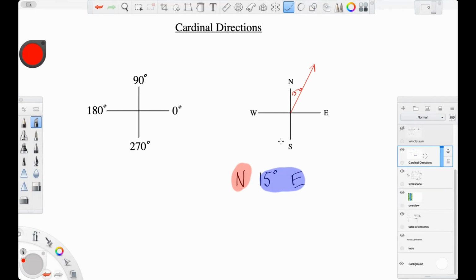Now, we want to be able to relate cardinal directions to unit circle angles, because when we work with the math of the vectors, we're going to be using unit circle angles. So for example, let's say that we're given a direction.